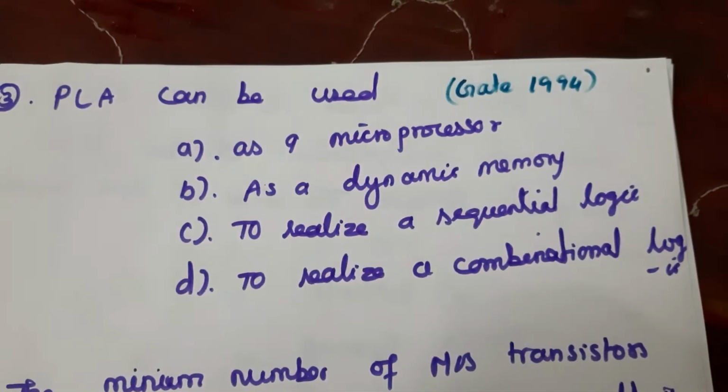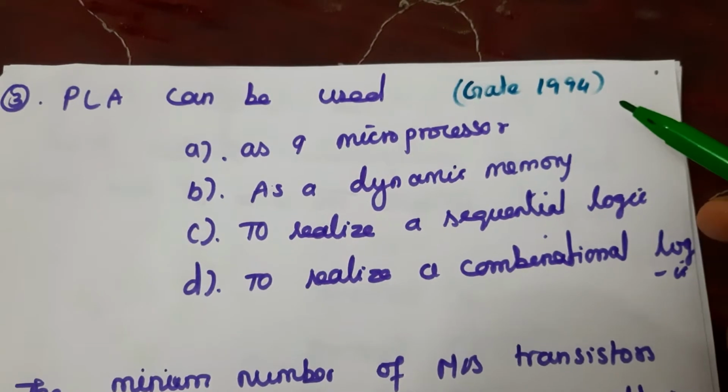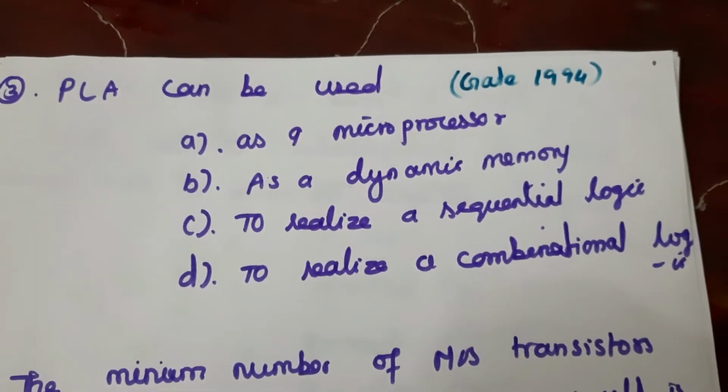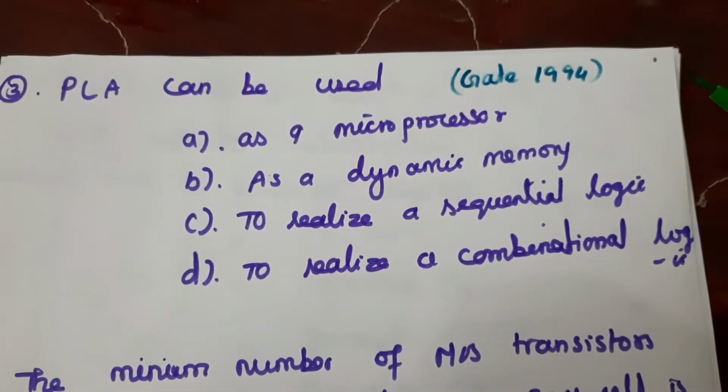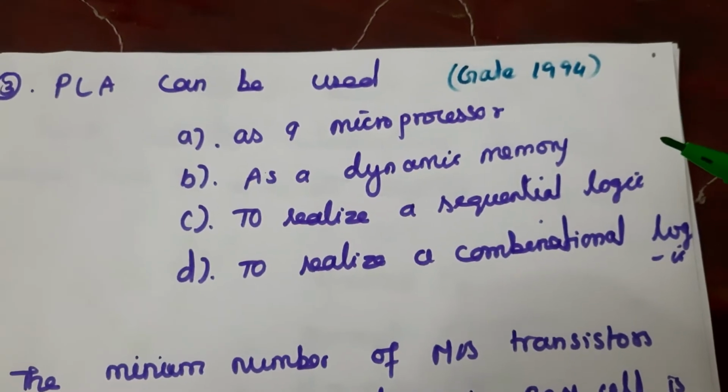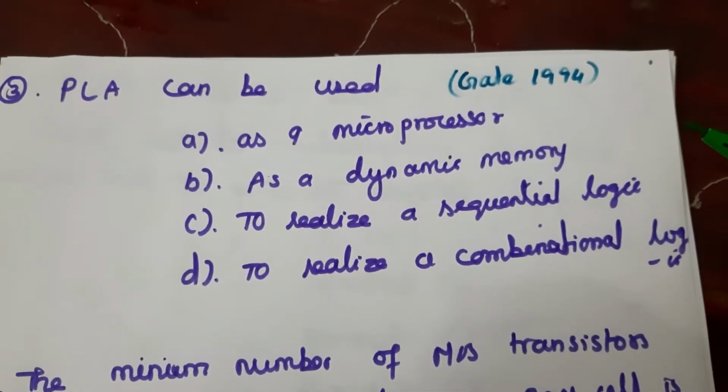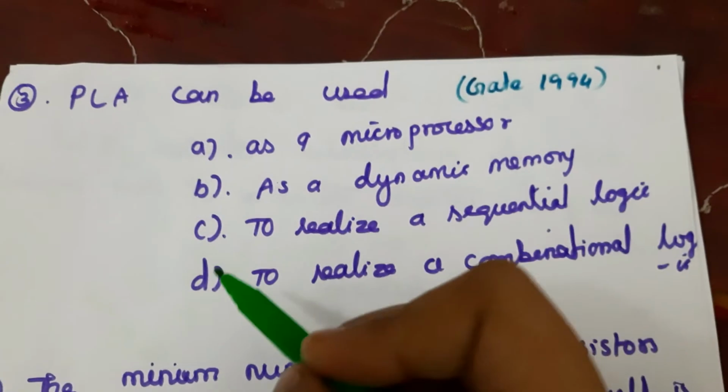Next question, PLA can be used as, and this is a question from GATE 1994. PLA and multiplexer are used to realize combinational logic. So PLA can be used to realize the combinational logic. So here the answer is D.